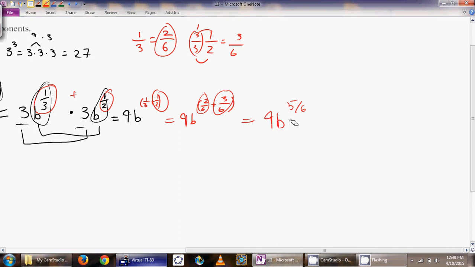And the b is what's getting raised to the 5/6, not the 9, right? Because we dealt with its exponent over here. So it's 9 times b raised to the 5/6. All right, that should be your final answer. Yes, I know that last one was a monster, but you kind of just gotta practice these.